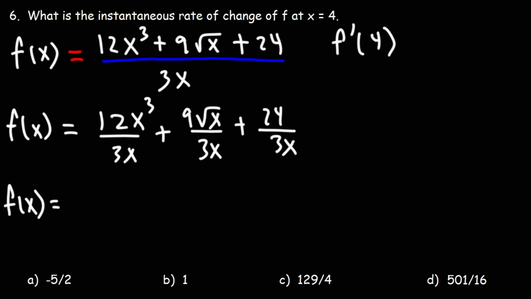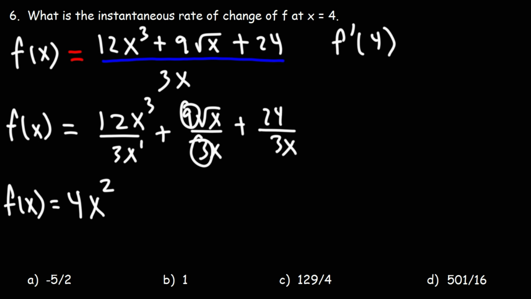So 12x cubed divided by 3x, we could divide 12 by 3. That will give us 4. And then x cubed divided by x to the first power. Whenever you're dividing common variables, you can subtract the exponents. 3 minus 1 is 2, so this is going to be 4x squared.